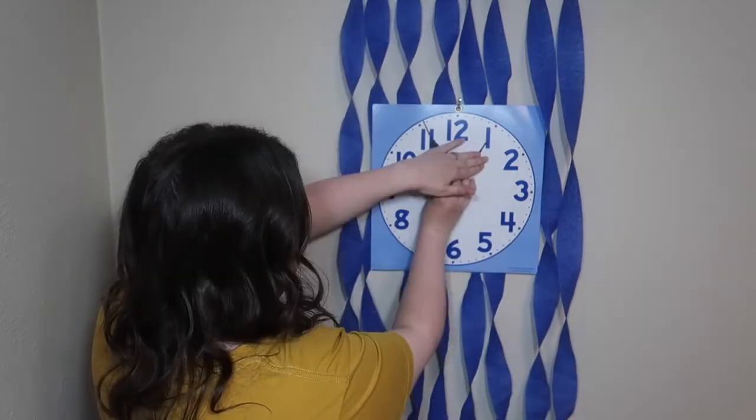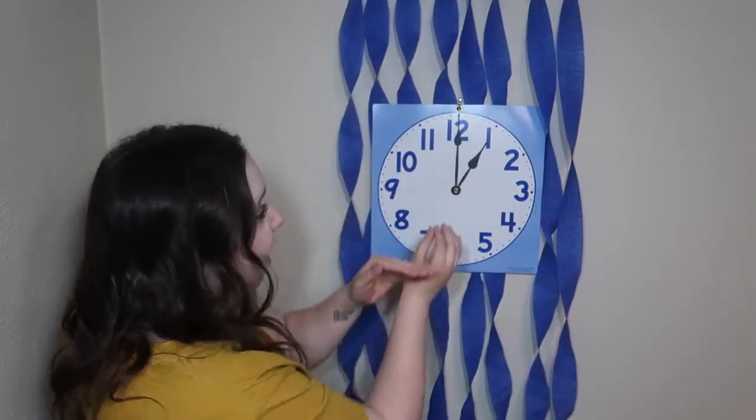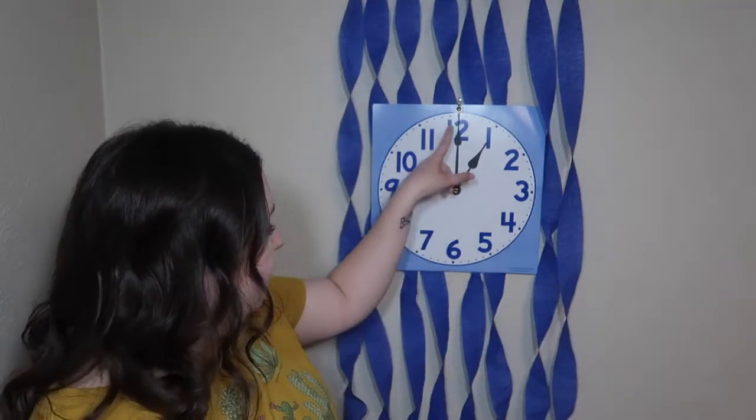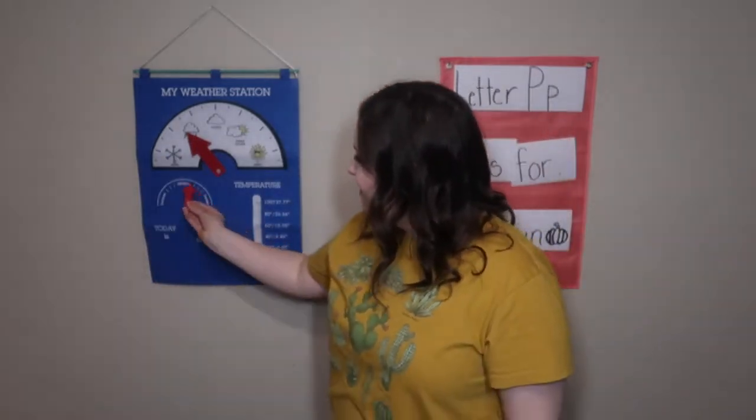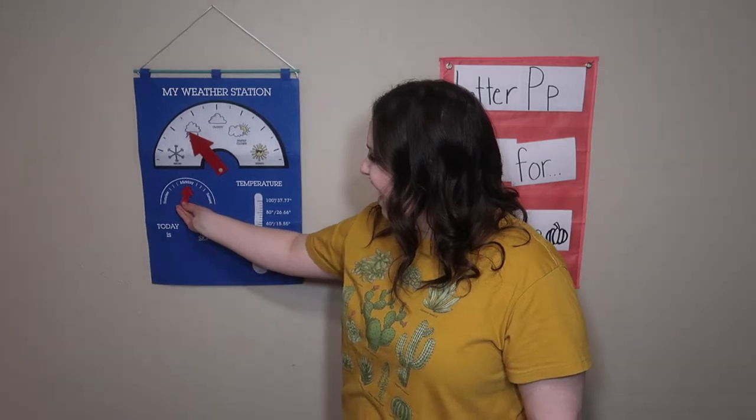So let's move our big hand. Beep, beep, beep, beep, beep, beep. Now it is 1 o'clock. Yay! Okay, let's go back over to our weather chart. Now that we know it is 1 p.m., we have to put our red arrow right past midday.